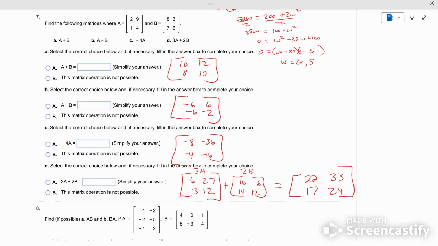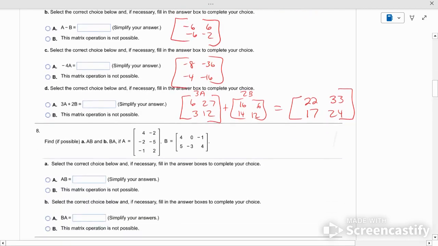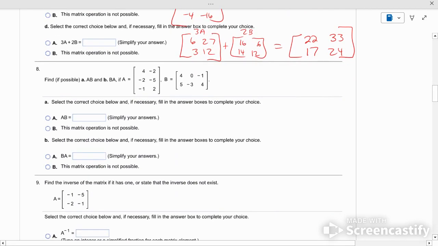Okay? Well, that's fairly straightforward. Okay, this is a 3 by 2 matrix, 3 rows, 2 columns. This is a 2 by 3 matrix, 2 rows, 3 columns. Can we multiply them together? A times B. Yes, you can. So, in the end, you're going to get a 3 by 3 matrix.